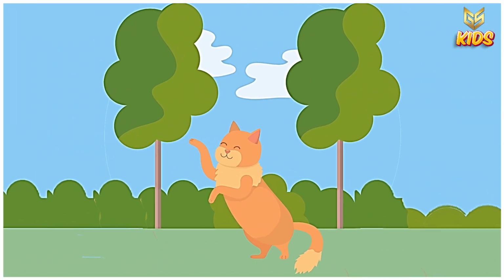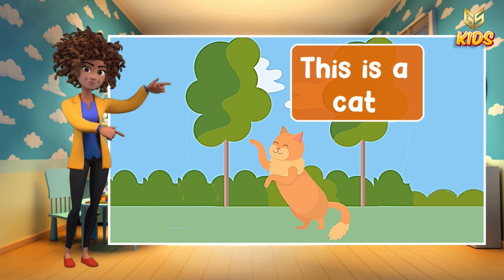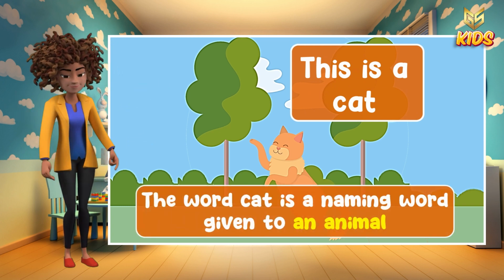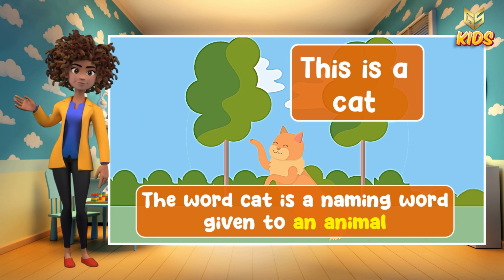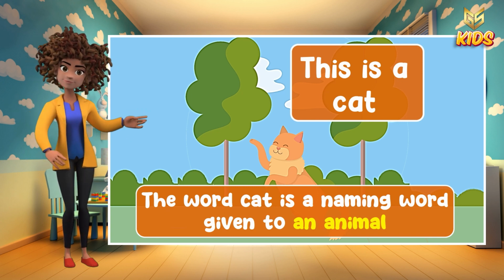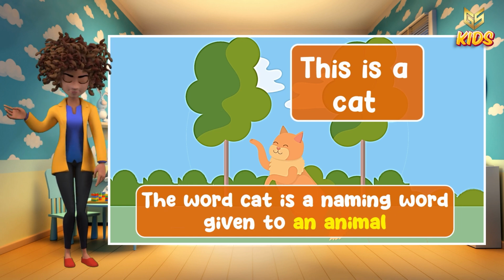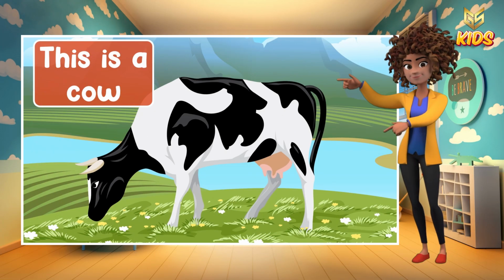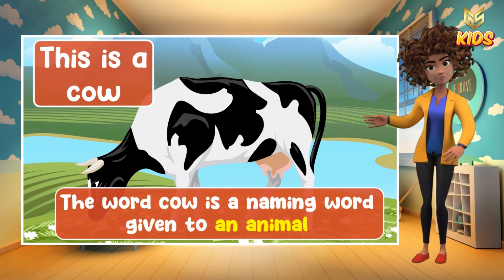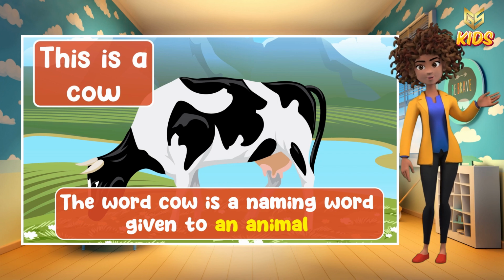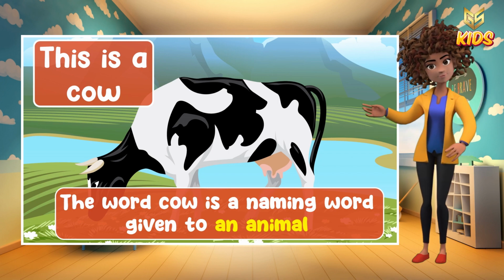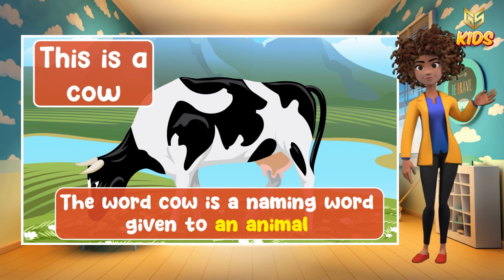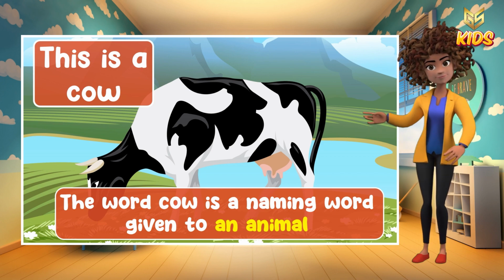Now look at this picture. This is a cat. Now can you tell me where is the noun? Here, cat is a noun because the word cat is a naming word given to an animal. So here, cat is a noun. Now this is a cow. Can you tell me, children, where is the noun? Here, cow is the noun because the word cow is a naming word given to an animal.